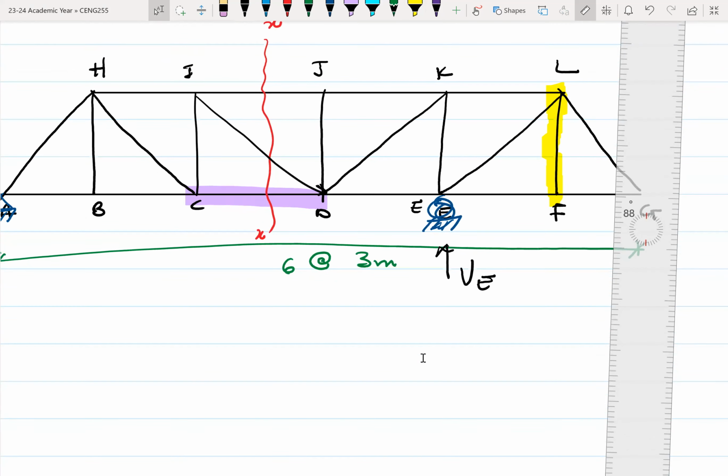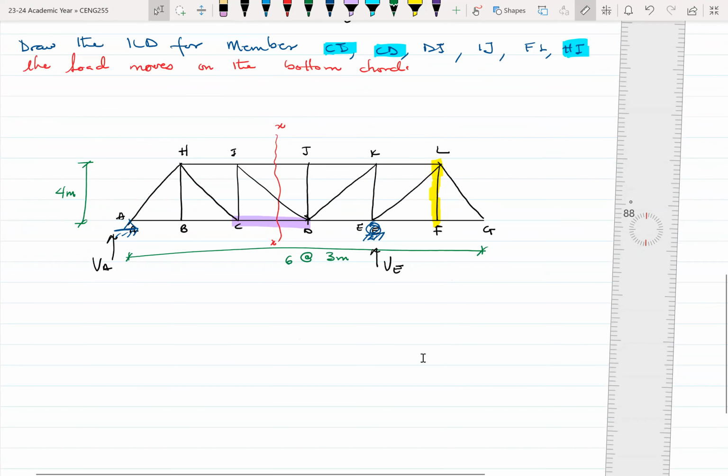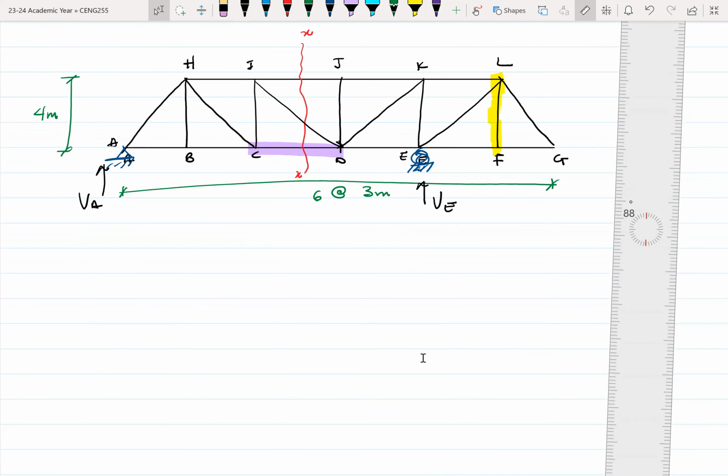It's fine. Whichever one I want to work with, HI also is fine. So here I want to find the reactions VA and then VE. We have our load moving in the bottom chord. Let's say that our load is now at point B. We are just assuming that the load is now moving to point B and it has covered a distance of X.